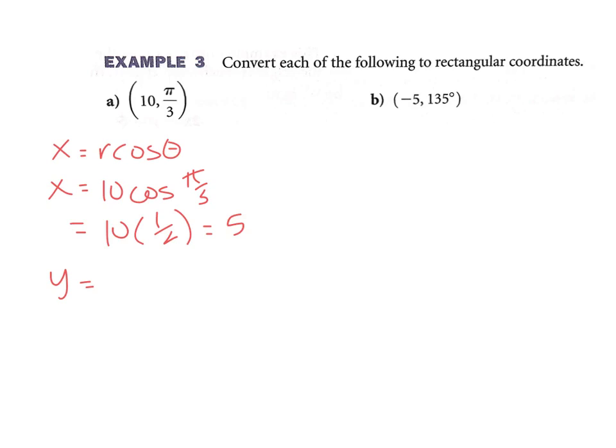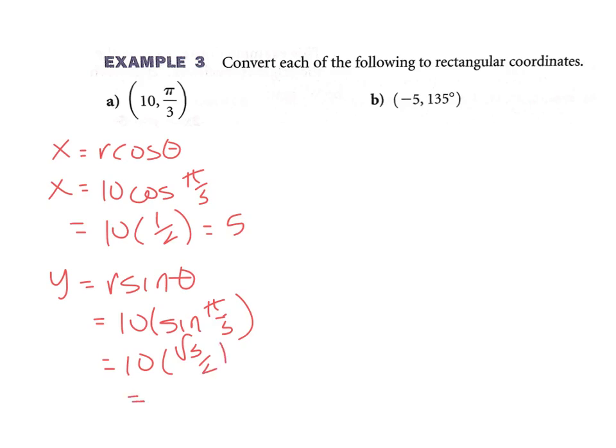And to get my y, it's just r sine theta. Y is r sine theta. So r is 10, sine pi over 3. Sine pi over 3 is square root of 3 over 2, which would be 5 root 3. So my rectangular point coordinate in that case would be 5 and 5 root 3. All there is to it.